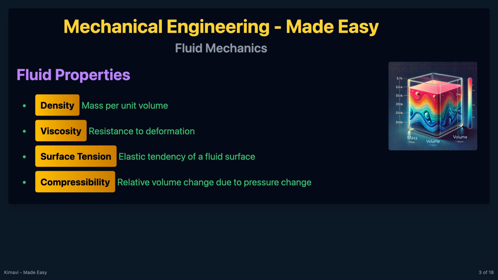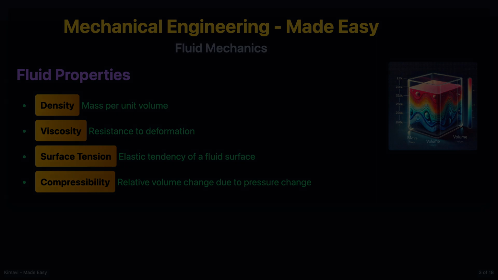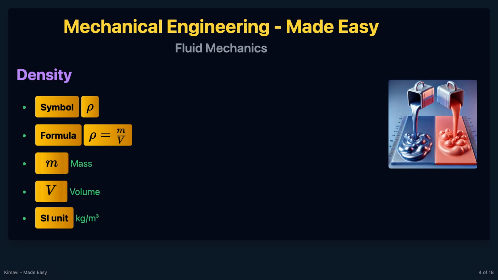Key properties include density, viscosity, surface tension, and compressibility. Density, represented by the symbol ρ, is the mass per unit volume of a fluid. It is given by the formula ρ equals m divided by v, where m is the mass and v is the volume. The SI unit of density is kilograms per cubic meter.